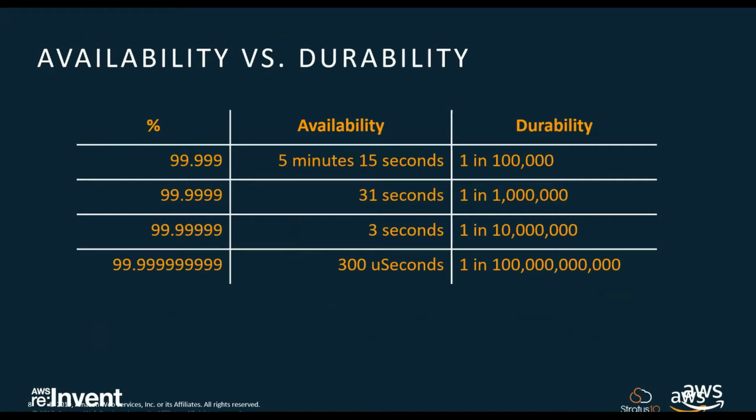So, availability versus durability. Availability is basically the probability of your file not being available in the course of a year. Whereas durability is the probability of a file being lost, or your object being lost. And as you can see here, the higher the number of nines, the less likely it is for you to lose that file, or that file not being available for you.